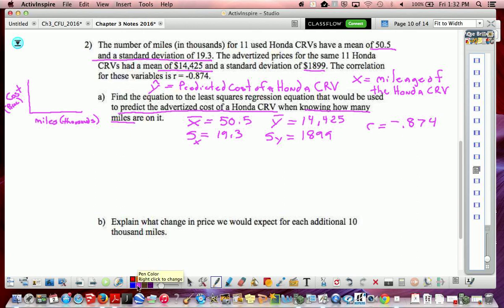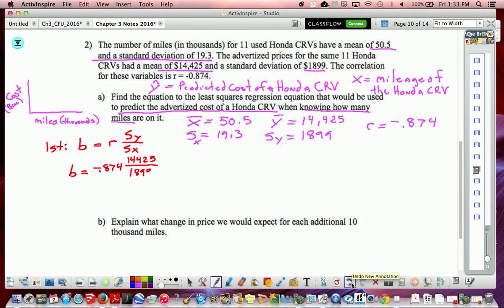So on my other page with my slope, that's what I want to find first. I want to find B. That is your correlation coefficient times your standard deviation of Y divided by the standard deviation of X. So my slope, negative 0.874, standard deviation of Y, 14,425 over 1899. Did I screw those up? Yeah. I feel like I flipped those around. I really screwed them up.